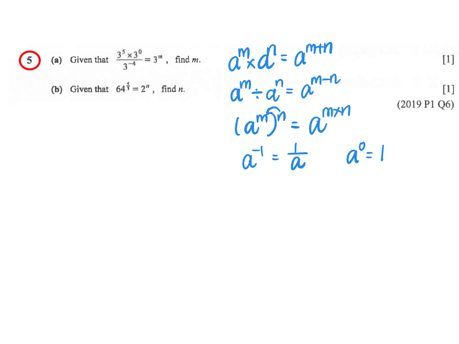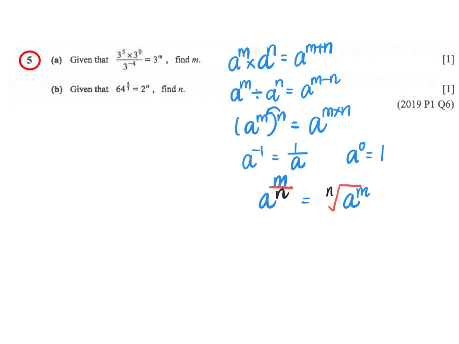Then the last one that you also need to take note of, if I have a fractional index, a to power of a fraction over, say, n. This actually means root form. The fraction over here means root. The denominator is the number of the root outside. If the denominator is 2, it's square root; denominator is 3, it's cube root. And then the power n stays with a itself. So these are some of the basic rules that we must know.